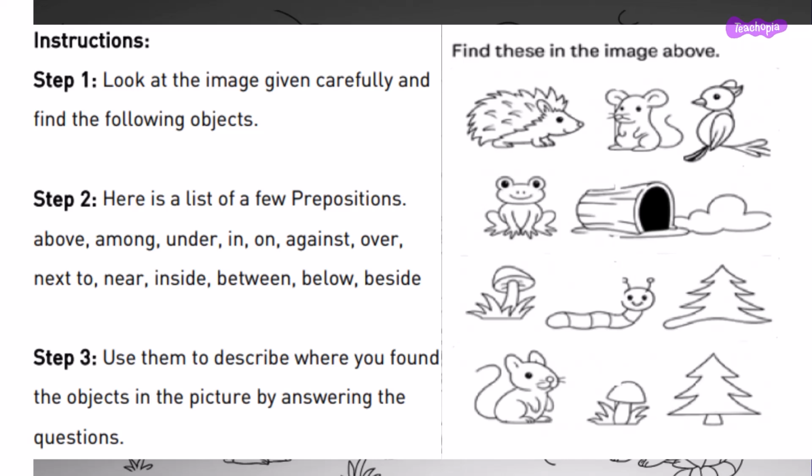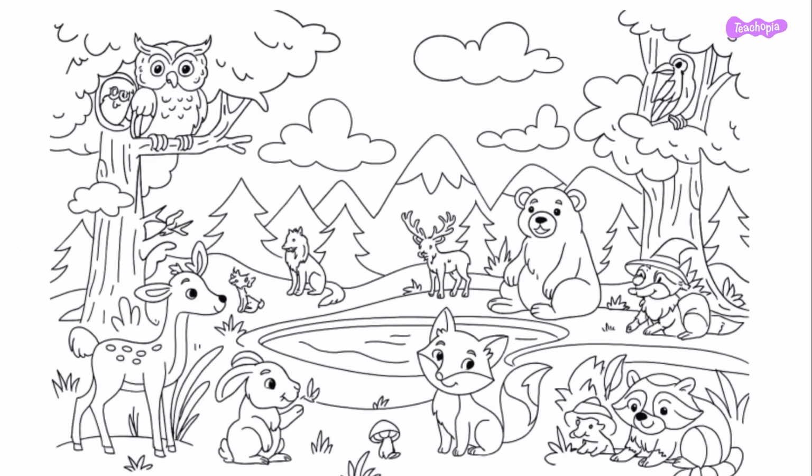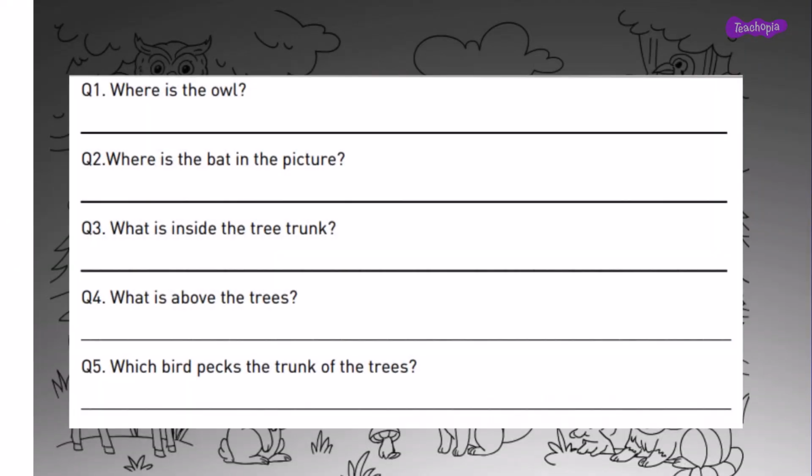We need to look at the list of few prepositions: among, above, under, in, on, against, over, next to, near, inside, between, below, and beside. We need to use them to describe where each of these objects are found by answering the questions. The questions are given below the list and the instructions. Prompt learners to use the right prepositions in order to describe where they found each of these objects.